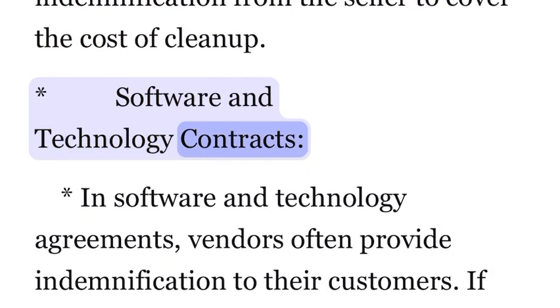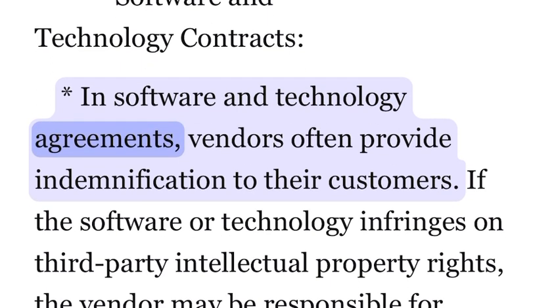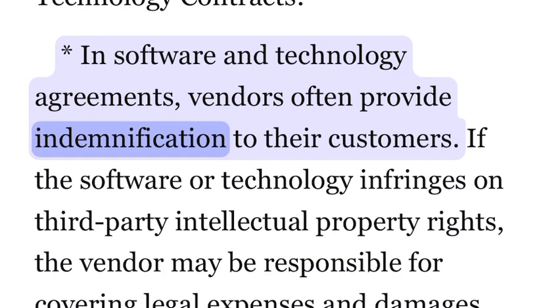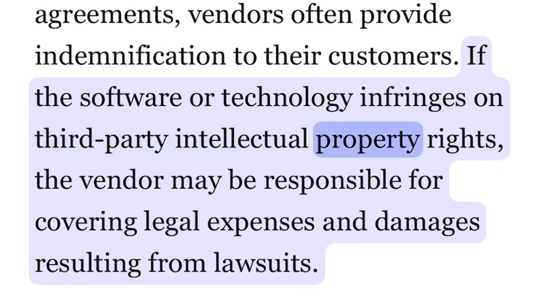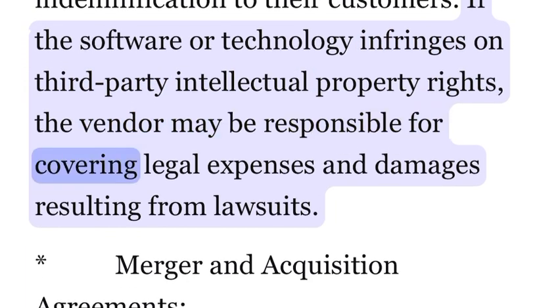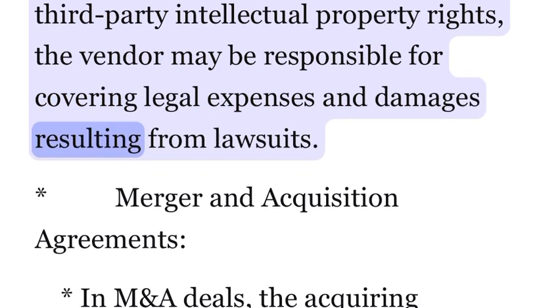Software and technology contracts. In software and technology agreements, vendors often provide indemnification to their customers. If the software or technology infringes on third-party intellectual property rights, the vendor may be responsible for covering legal expenses and damages resulting from lawsuits.